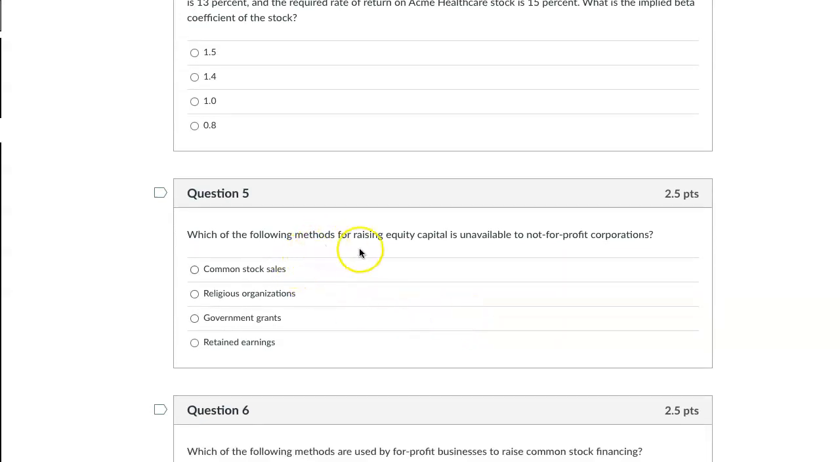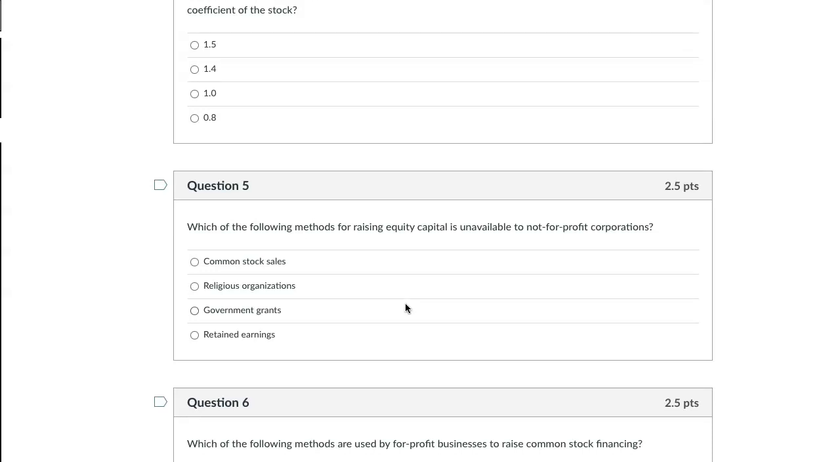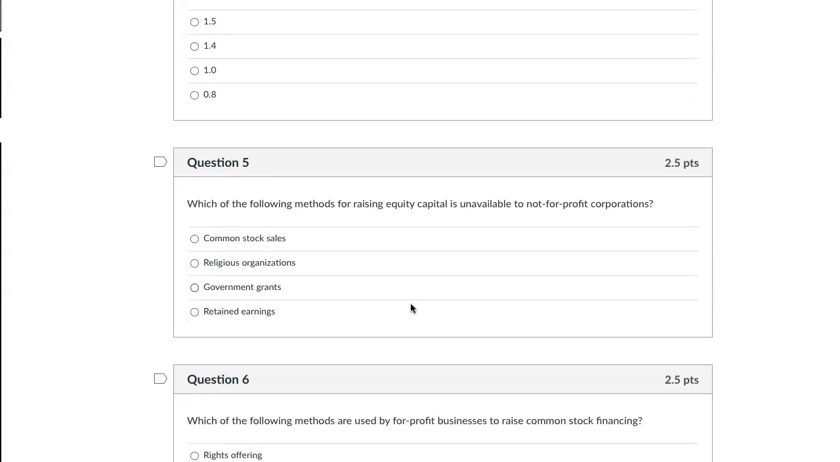Which of the following methods for raising equity capital is unavailable to non-for-profit companies? Okay, so that just goes back to nonprofit structure and equity. Equity options available to various legal entities. Okay. So hopefully that one would make sense.